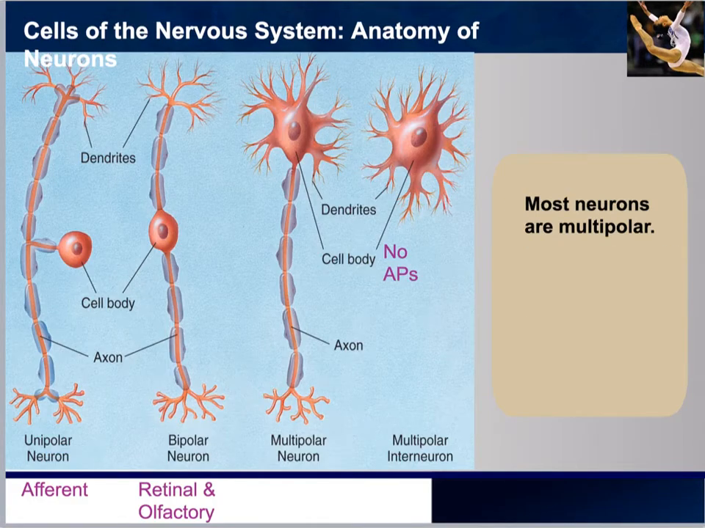Here we can appreciate the different anatomy of different neurons. And the most popular one is the multipolar neuron. That's the one you've seen with the dendrites and the soma, the axon and myelin and terminal buttons. And while the majority are multipolar, please note that there are unipolar neurons, bipolar neurons, and multipolar interneurons.